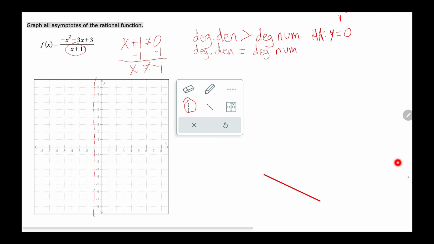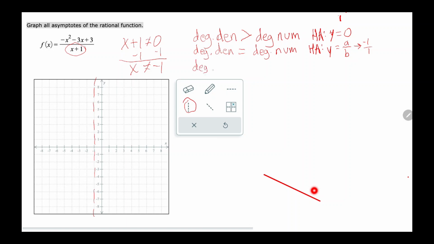oops, this would happen when your hand rests on the screen, then your horizontal asymptote is equal to the ratio of the leading coefficients. So this would be a over b, right? So it would be that leading coefficient. In this case, it would be negative 1 over 1, because there's a negative 1 in front of the x squared and a 1 in front of the x.